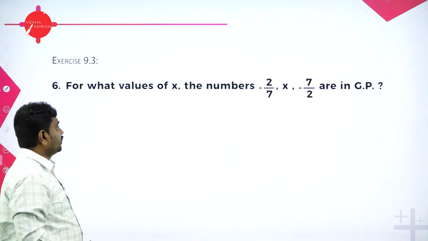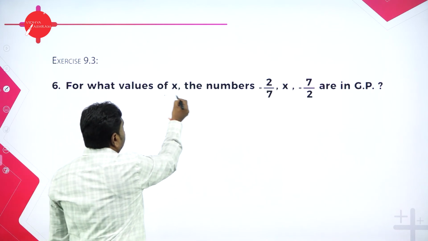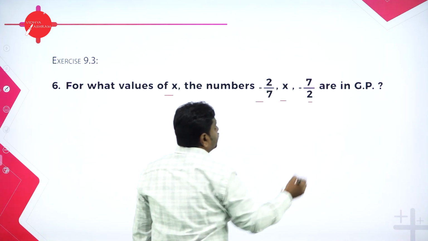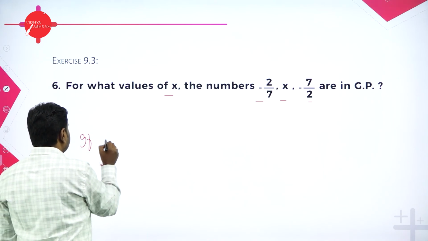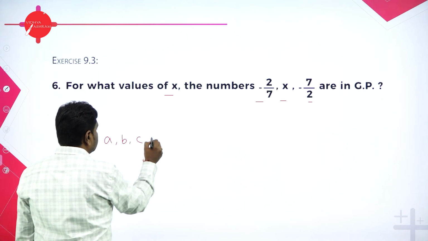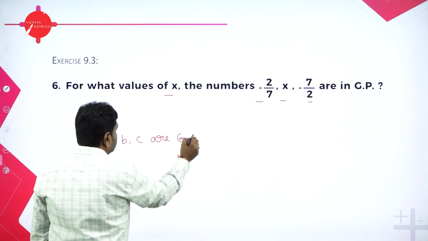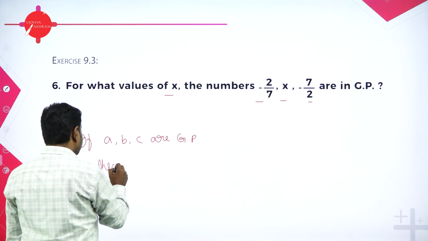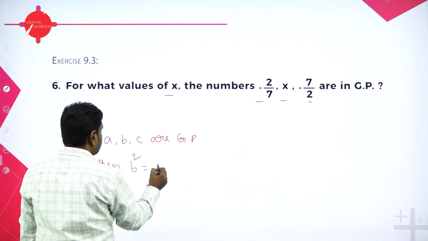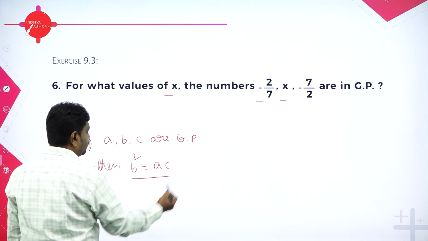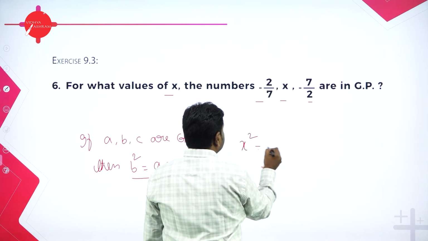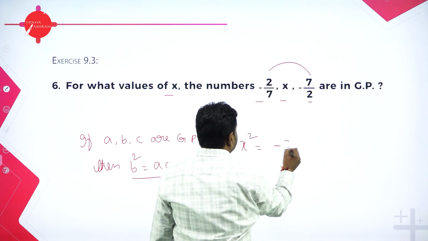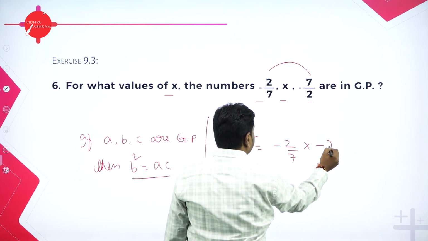So, next. For what value of x are the numbers in GP? Remember, very important, if A, B, C are in GP, geometric progression, then B square, the middle term square, is the product of the first and last, A and C. So use the same technique. Middle term square, x square, is the product of these two, minus 2 by 7 into minus 7 by 2.